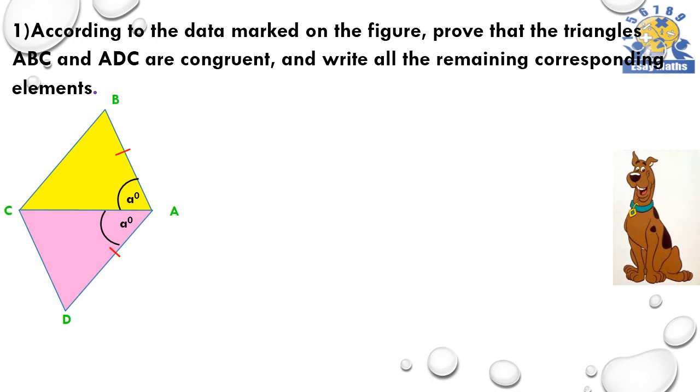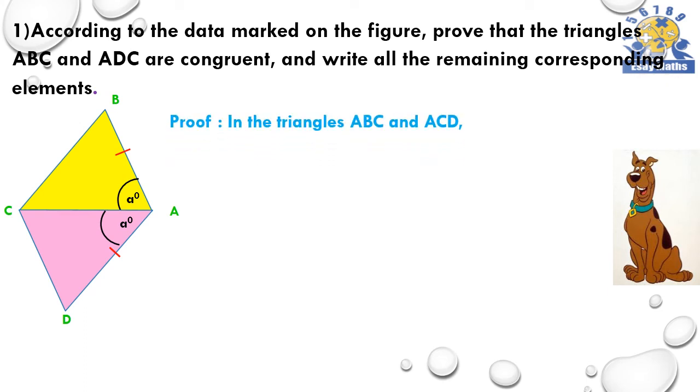First example. According to the data marked on the figure, prove that the triangles ABC and ADC are congruent and write all the remaining corresponding elements. At first, we should consider the given data. We should check whether the given angle is the included angle or not.